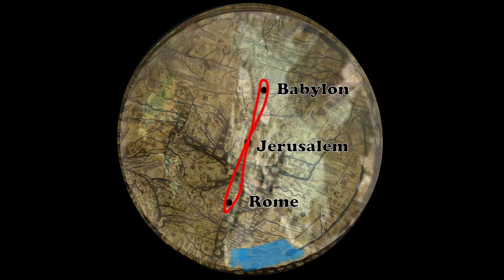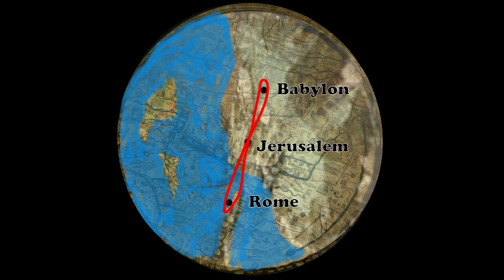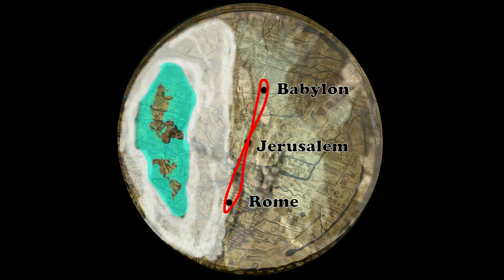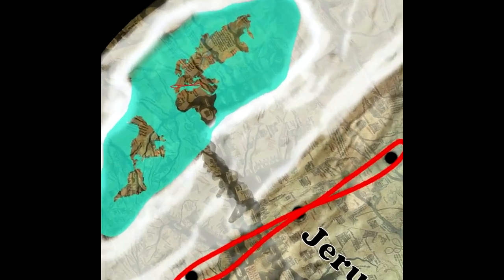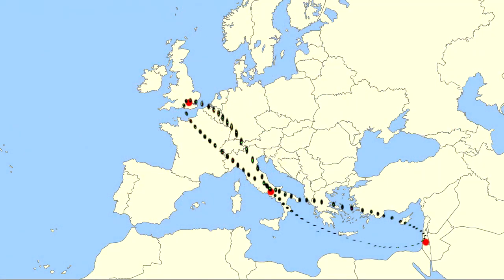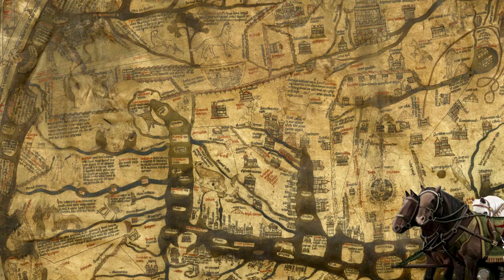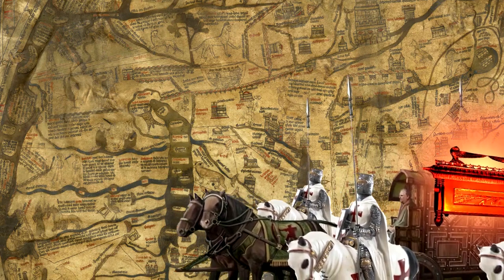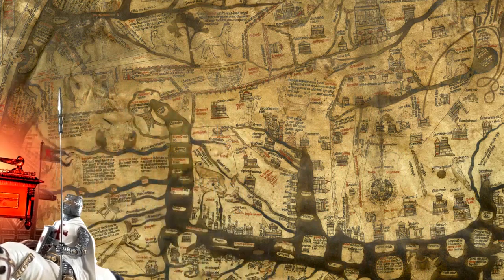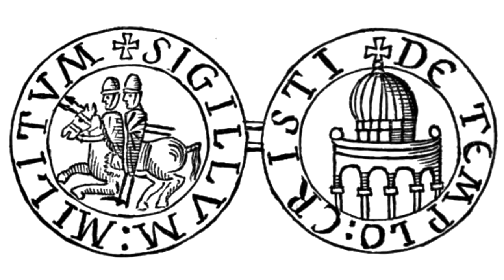Then in 1250 you have this event, the flooding of our crater, the creation of Antarctica, and our continents, and the recreation of these three important cities. Well, you know my theory. This event was triggered by the movement of the Ark of the Covenant, by the Crusaders.